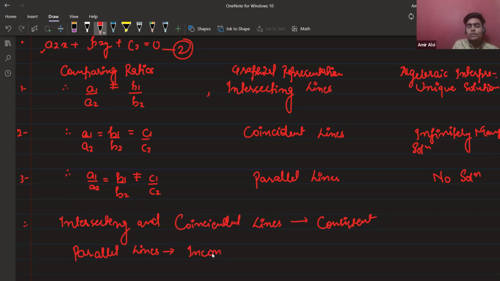It means that if somebody asks you to tell which one is consistent and which one is inconsistent: if the ratio is following intersecting and coincident, they are consistent. And if the ratio is not following both of the terms, it would be inconsistent. Got it? Yes, sir. Very good. Write it down.